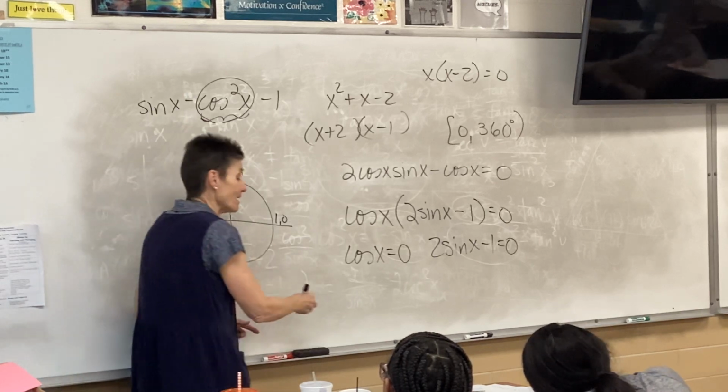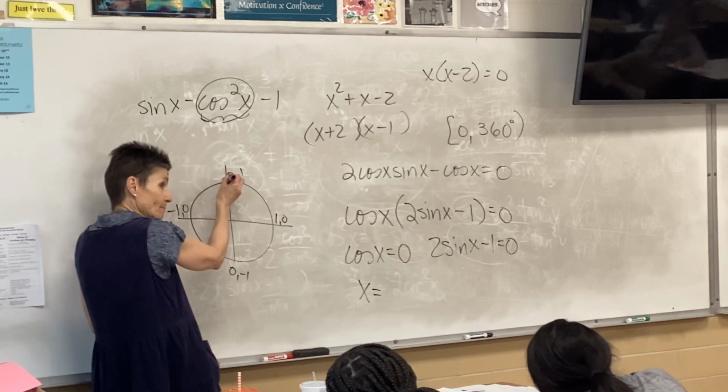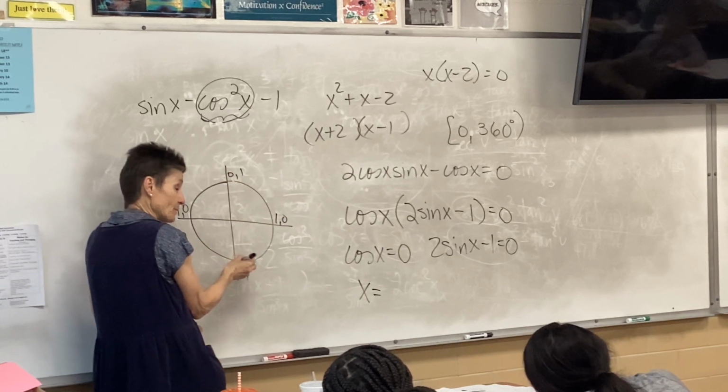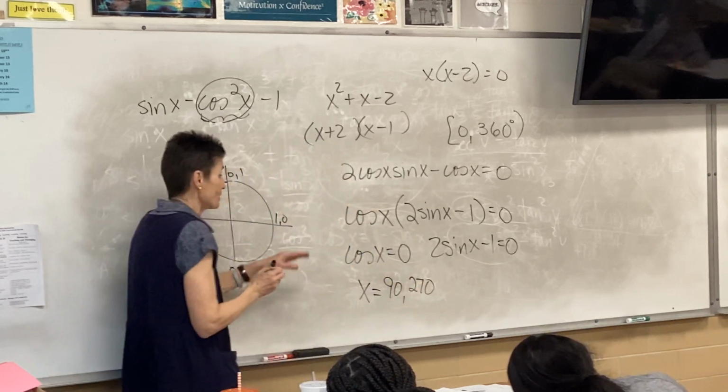So what are the angles? The answer to the question is the angles. So what is that angle? 90. That one. So the two answers so far are 90 and 270.